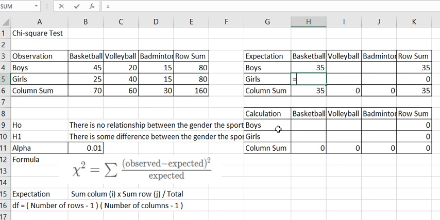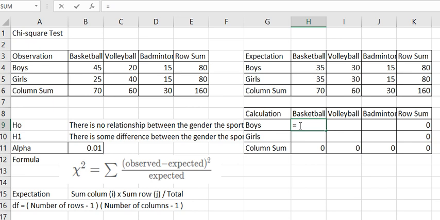Now we can do similar for the next one. So this one multiplied by this one, and then we divide by this one, and now we just repeat many times. Now we need to calculate about this one.